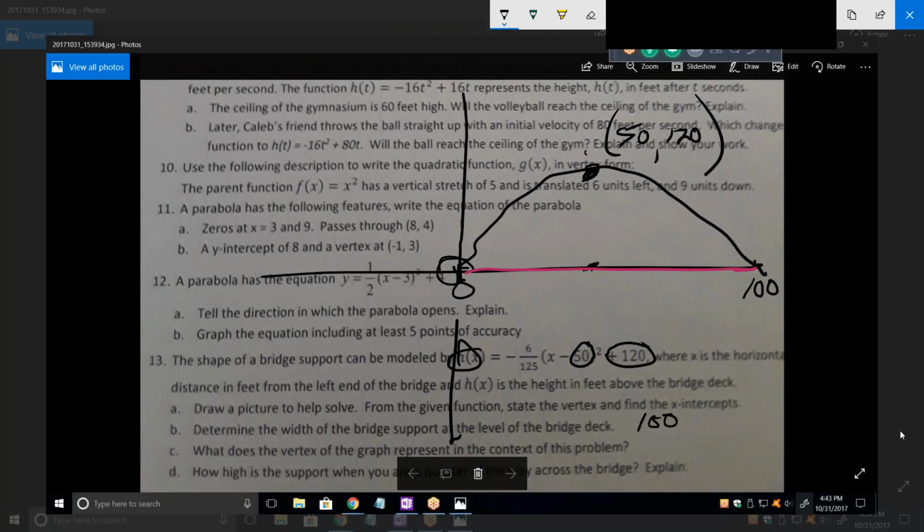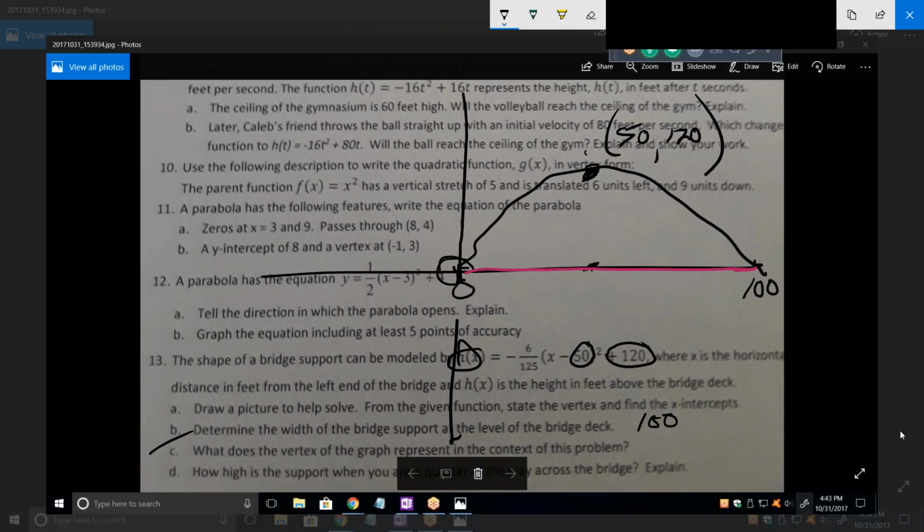What does the vertex of the graph represent in the context of this problem? The height of it? The middle of the bridge support, I suppose. Okay. I don't know what they want for an answer on that one. It's the middle of the support. Our picture tells the entire story. I guess, what does the vertex represent?